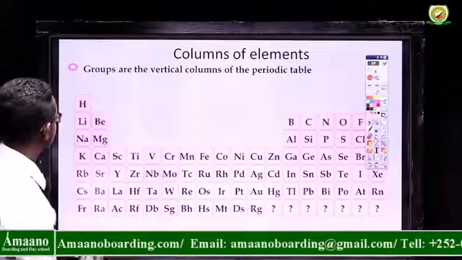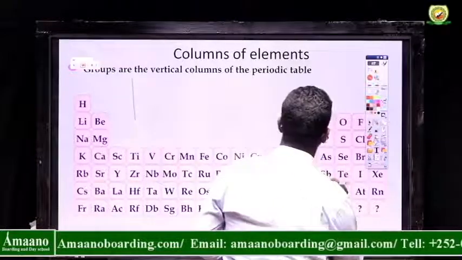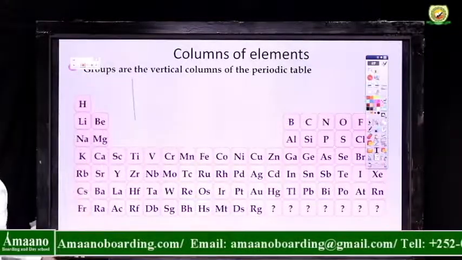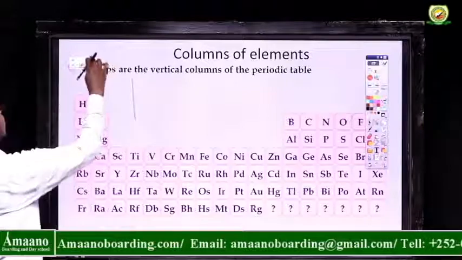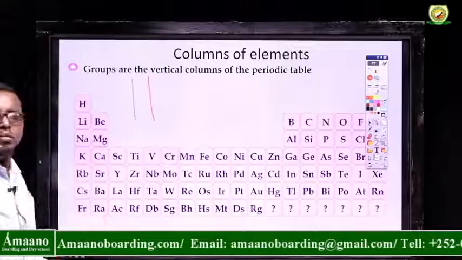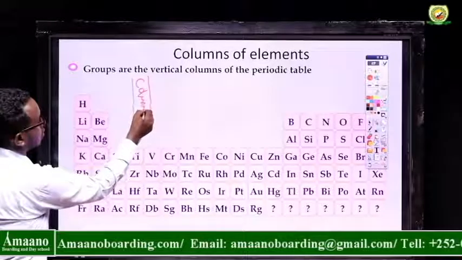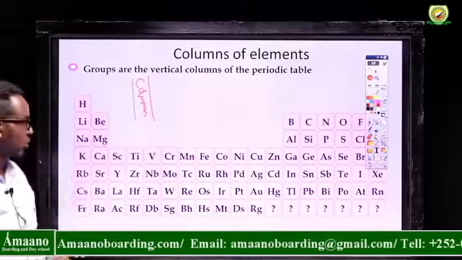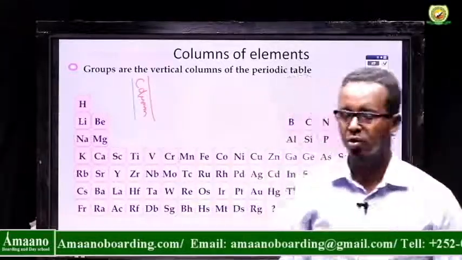This is a vertical line, and this is another vertical line. In between 2 vertical lines, there is what we call a column. So how many columns do we have in our modern periodic table? We have 18 columns.